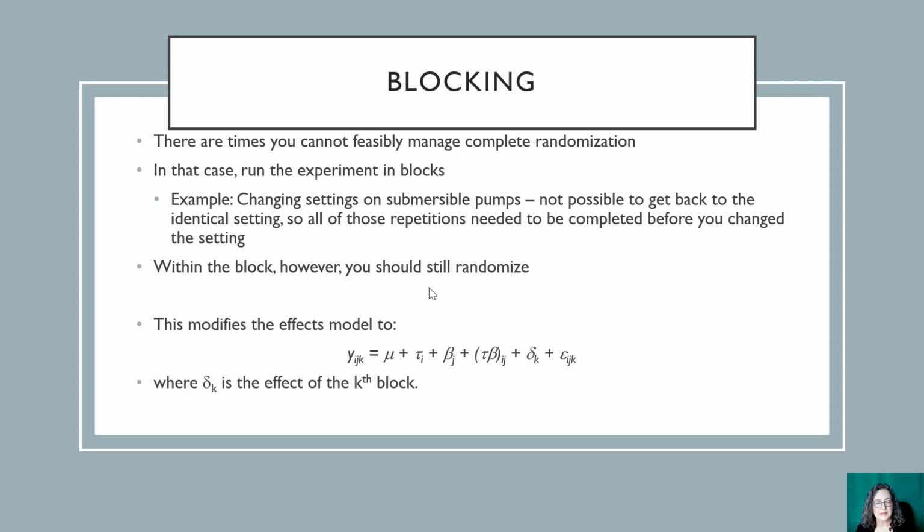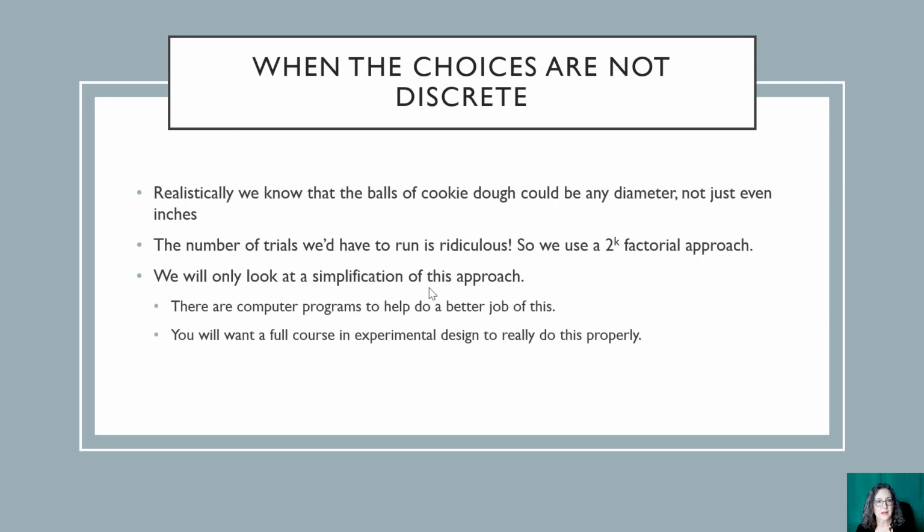That modifies the equation. Now, if we are saying that we have a discrete number of choices, so 1 inch, 2 inch, and 3 inch balls of dough, not an infinitely variable measurement there, then for discrete choices, what we have to do is this factorial approach, 2 to the k factorial.